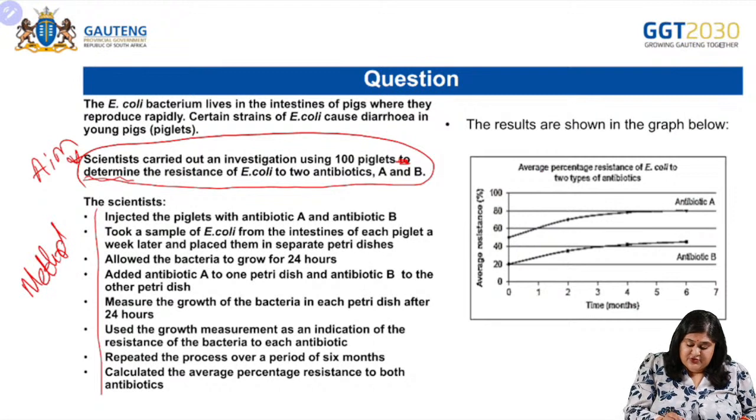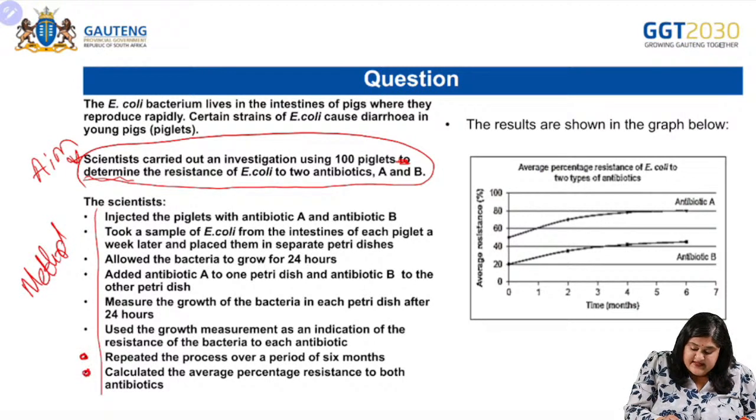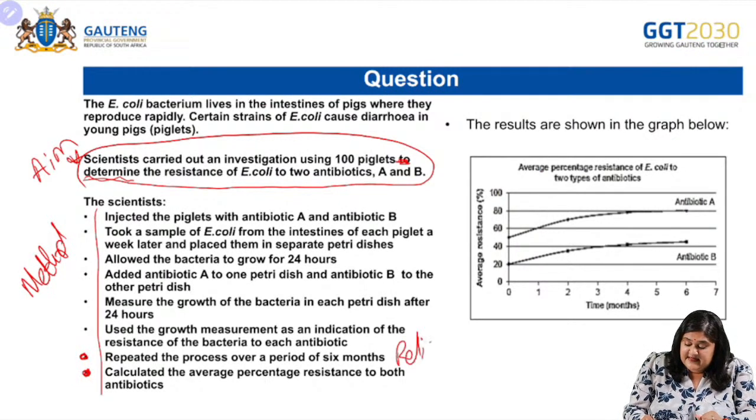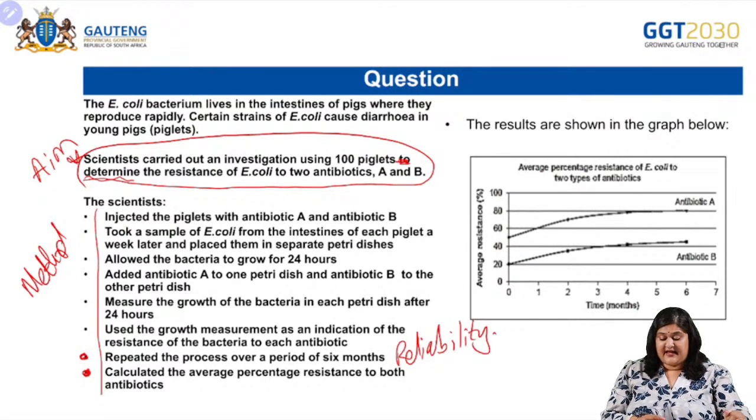And then I want to draw your attention to these last bullets over here, which are saying that they repeated the investigation and they calculated the average. This is telling us this is the reliability. This makes the investigation more reliable.